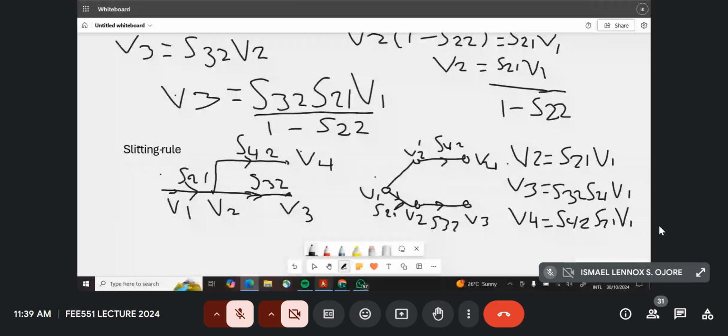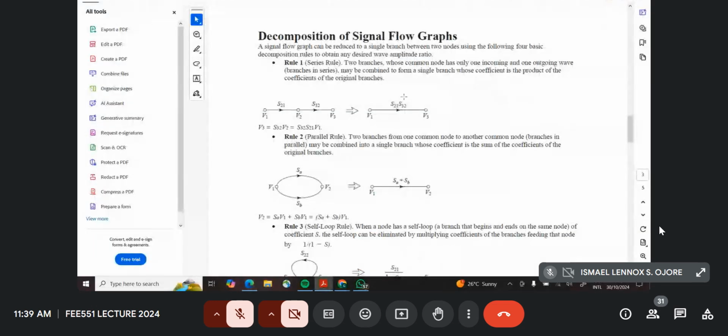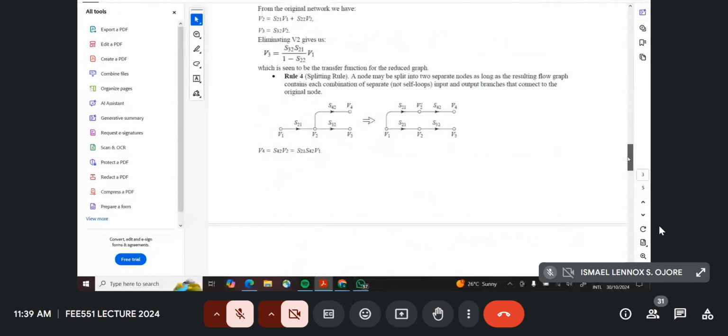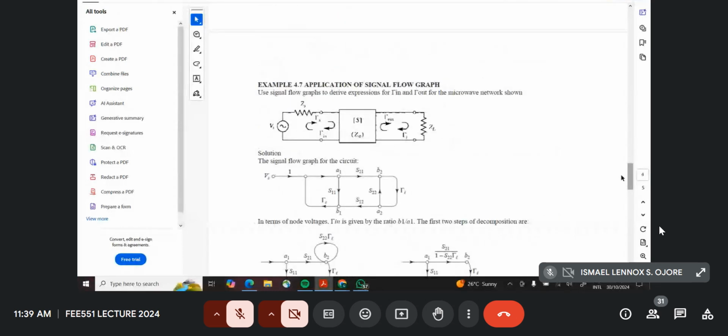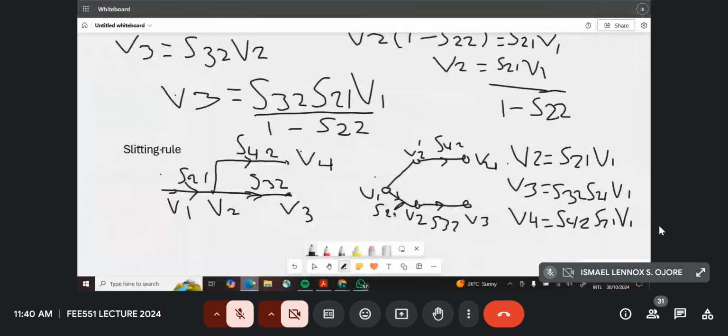So I've explained all this using those drawings. So we'll go to this example. Use signal flow graphs to derive expressions for gamma in and gamma out for the microwave network shown. So let me solve it here so we can go together.